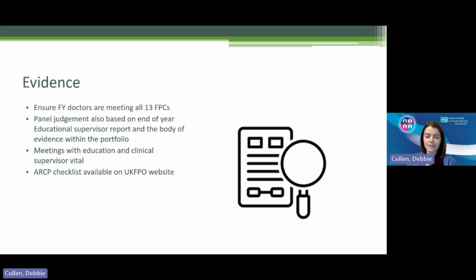And I would always say that the evidence that you upload, don't upload everything in a rush at the end of placements or at the end of the year. We do like everything to be contemporaneous and we can see the dates things are uploaded. So try and do it often rather than in a rush at the end.